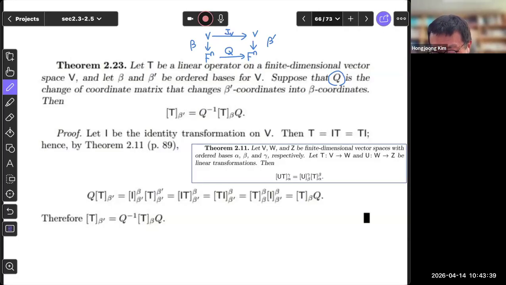Then this one will be this. Okay. So before we prove this, let us consider this mapping.